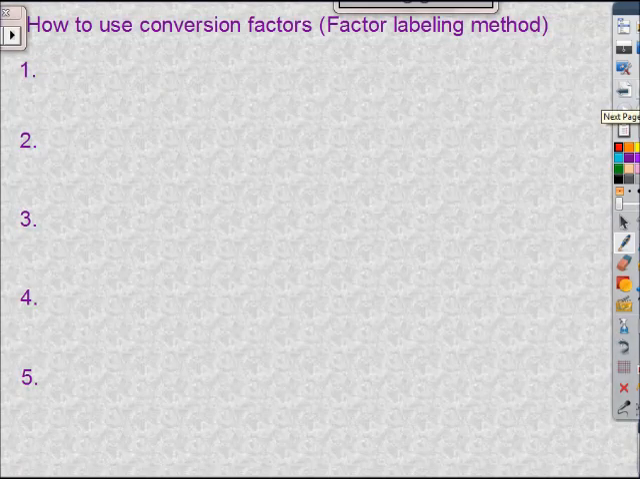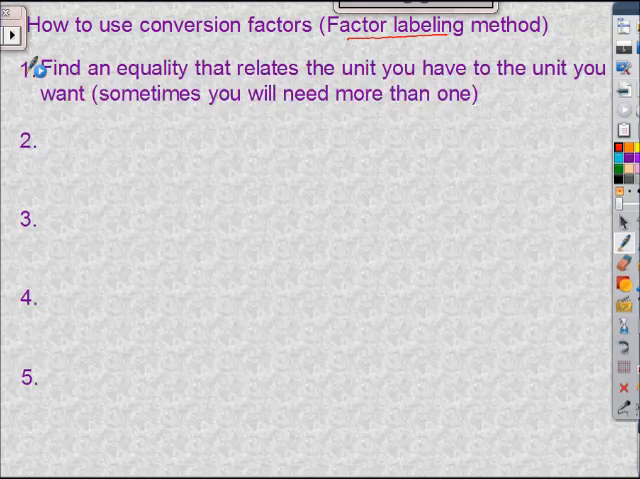So how do I use conversion factors? You're going to write these down. This is called the factor labeling method. This is something that I wish I knew in high school. I didn't learn it until I was in college, how to use them properly. Start out with the equality that you know. Okay, if you know something like 1,000 meters equals 1 kilometer, that's an equality that I know.